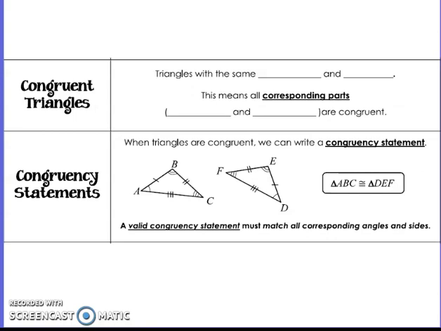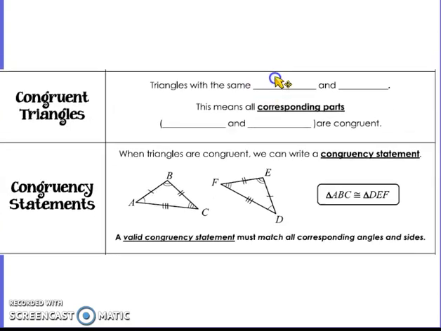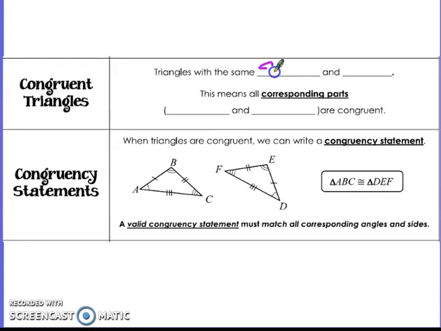Now, when we talk about congruent triangles, they are triangles with the same sides and the same angles. This also means that all corresponding parts, and corresponding is the same thing we taught with corresponding angles, same place on the triangle, so all the sides and all the angles are still congruent.